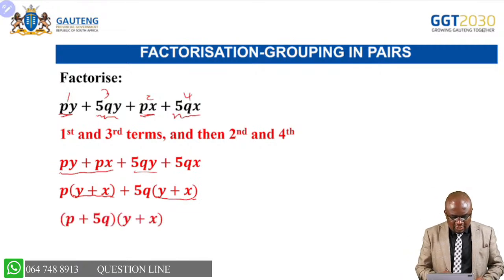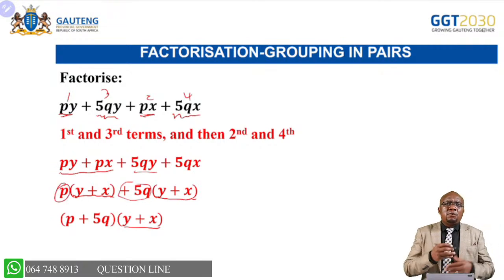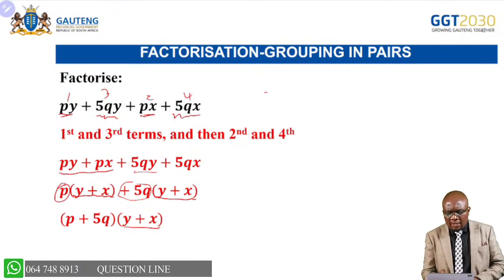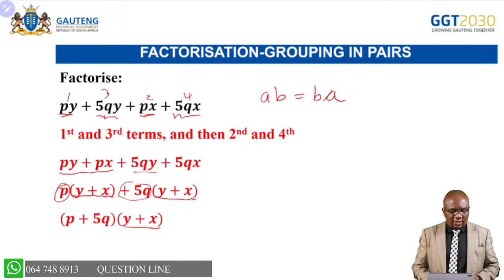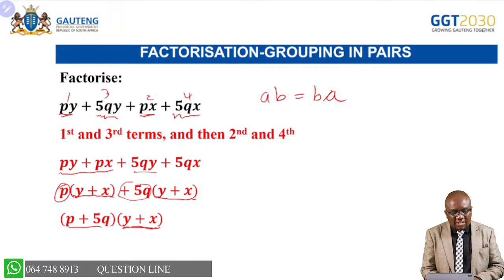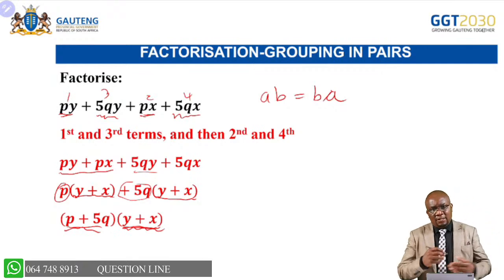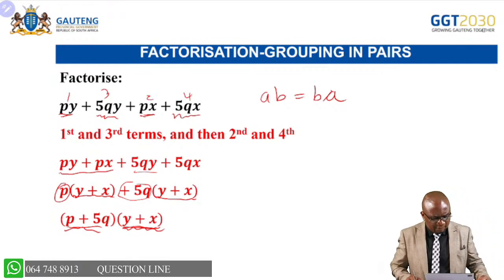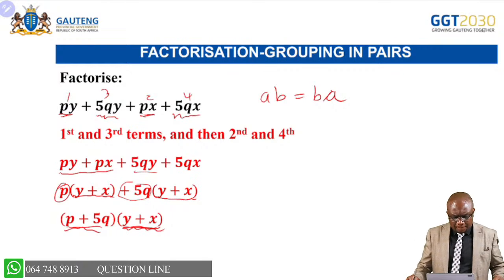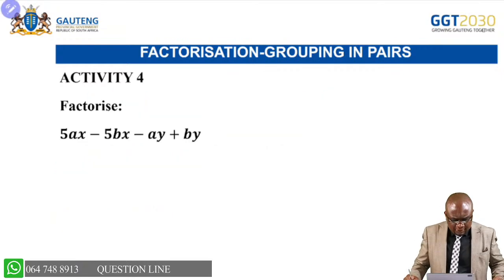You write it down, and then the other bracket is going to be p plus 5q. Okay, remember the order of the bracket does not matter. Remember, a times b is equal to b times a. Same thing. So this bracket times this bracket is the same as this bracket times this bracket. So when you're multiplying, the commutative property applies.